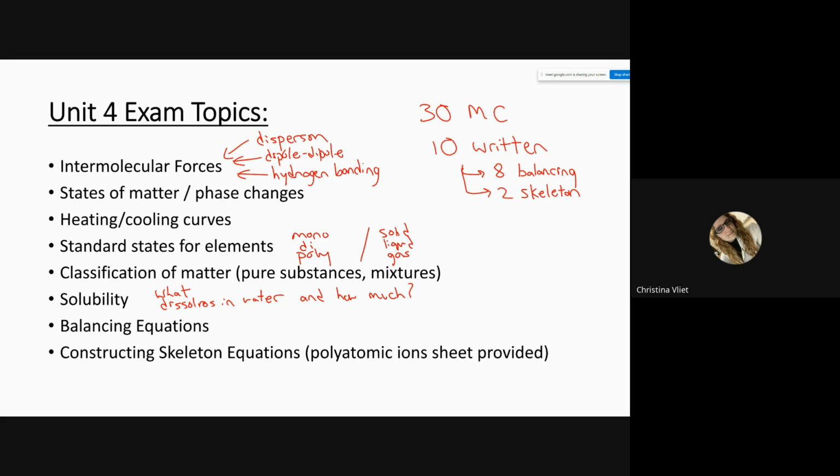Here you're writing out what are the identities of your reactants and what are the identities of your products. And then here is where you have to transpose this.